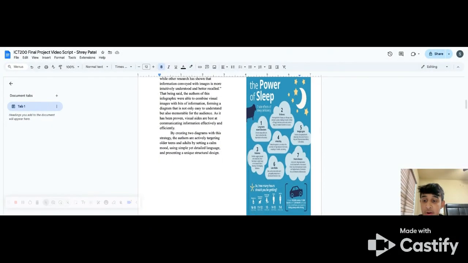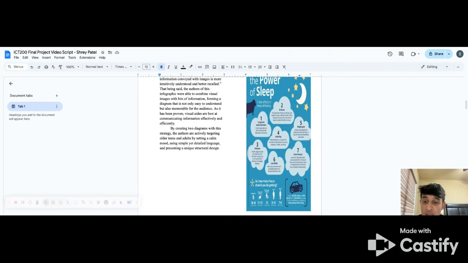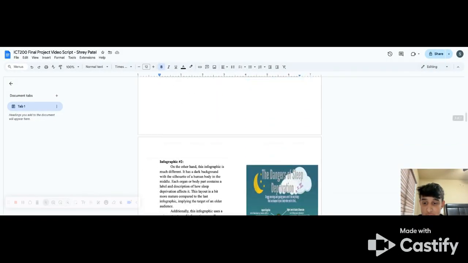By creating two diagrams with this strategy, the authors are actively targeting older teens and adults by setting a calm mood using simple yet detailed language and presenting a unique structural design.